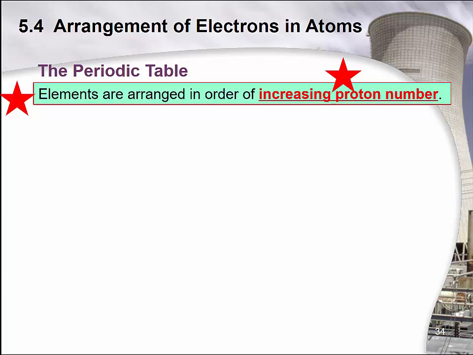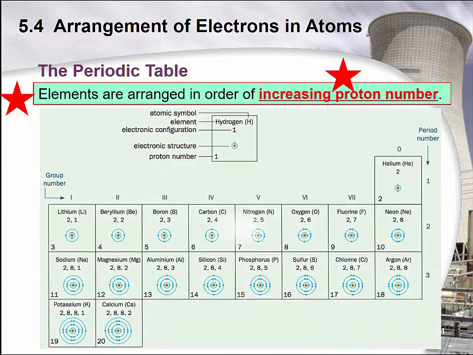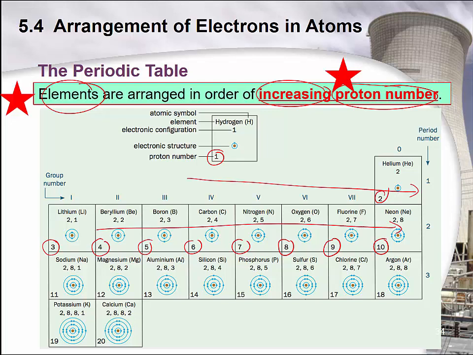So how are the atoms arranged in the periodic table? The elements are arranged in the order of increasing proton number. Look: proton number 1 for hydrogen, 2 for helium, 3 for lithium, 4 for beryllium, boron 5, carbon 6, nitrogen 7, oxygen 8, fluorine 9, and neon is 10. So you go by the first row, then the second row, then the third row, and so on. It's always from left to right in increasing order of proton number.